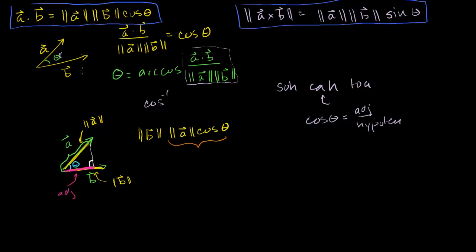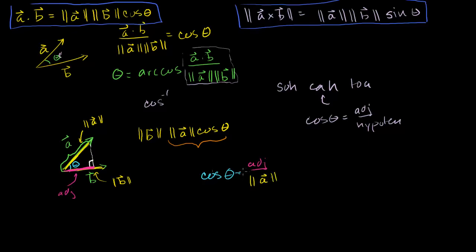So cosine of theta is equal to this little adjacent side. I'm just going to write it like that, it's equal to this adjacent side over the hypotenuse. But what is the hypotenuse? It is the length of vector A. It's this. That's my hypotenuse right there. So my hypotenuse is the length of vector A.